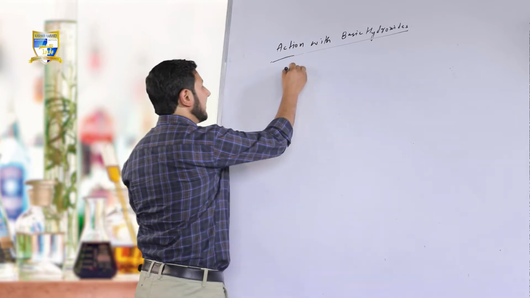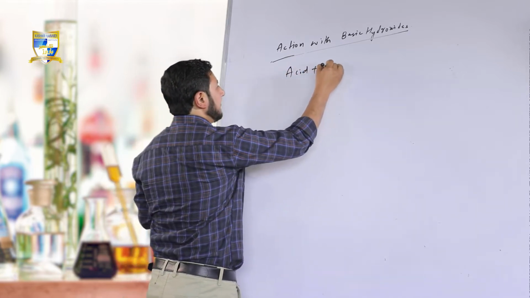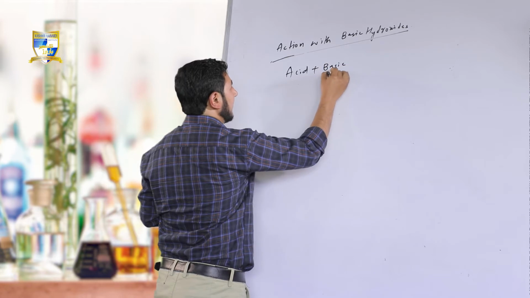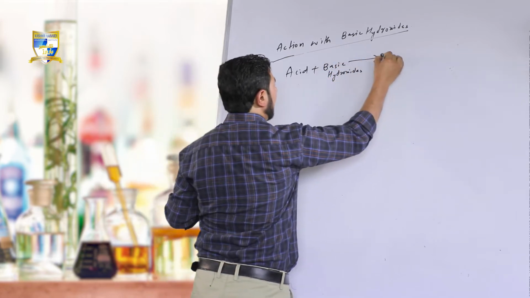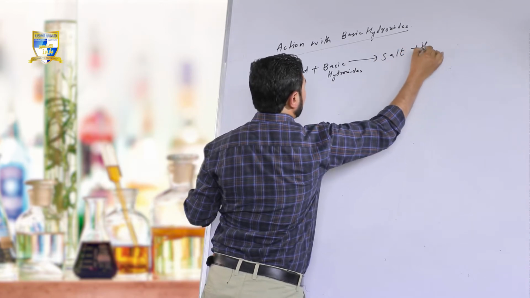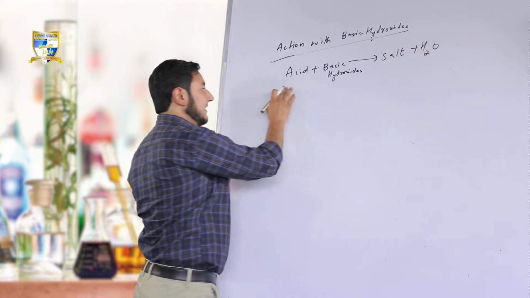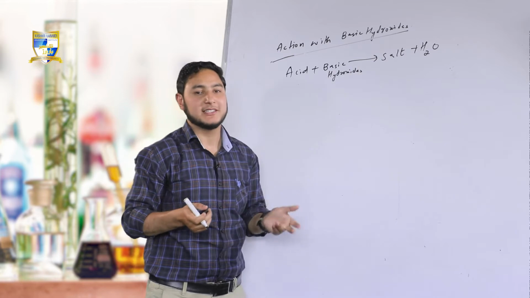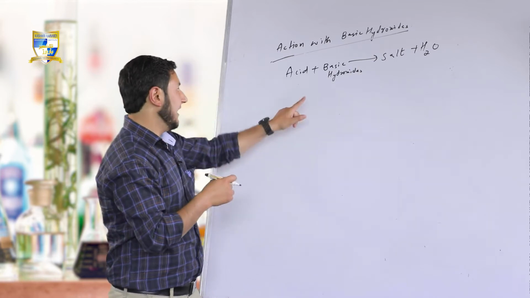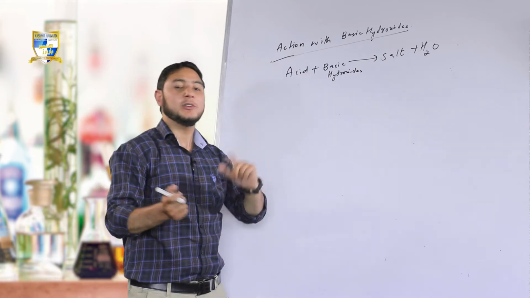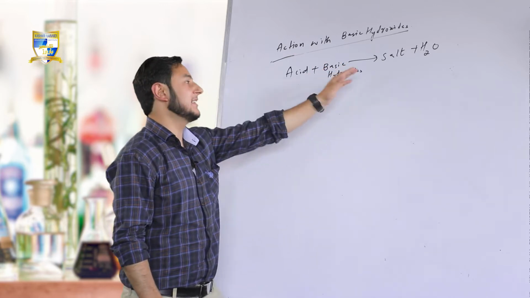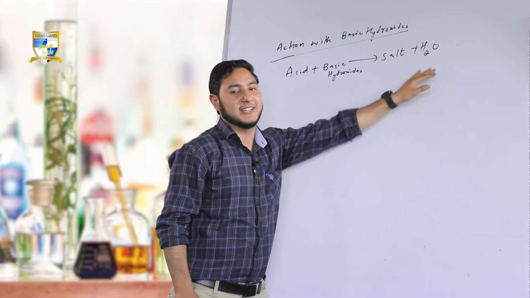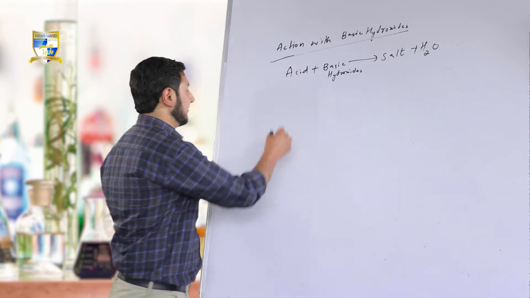Here I am writing: acids, when they react with basic hydroxides, form salt along with water. We know acids, when they react with a base, form salt and water. This reaction is a neutralization reaction. So acids undergo neutralization reaction when they react with basic hydroxide, as they form salt along with water. I am giving you the examples.